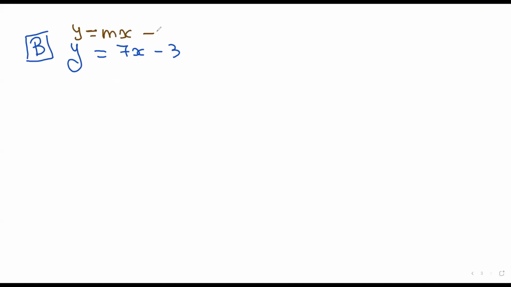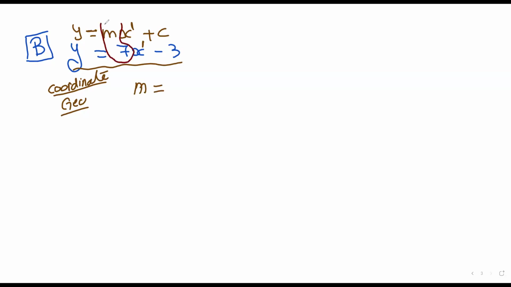y equals mx plus c. This is the equation of the line. And how do I confirm إنه it's the equation of the line? Because as you can see the power of x is 1. فكنا أخذنا في الcoordinate geometry إنه if you are given an equation of a line and you are required to find the gradient, if you remember, only the gradient is the coefficient of x. The gradient is the coefficient of x, and the coefficient of x over here is 7. So the gradient is 7.